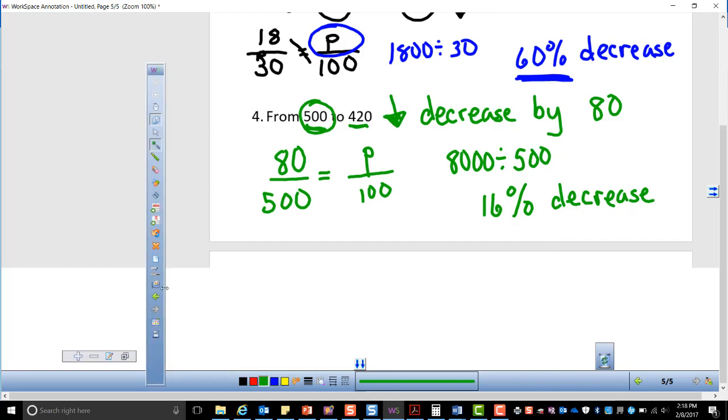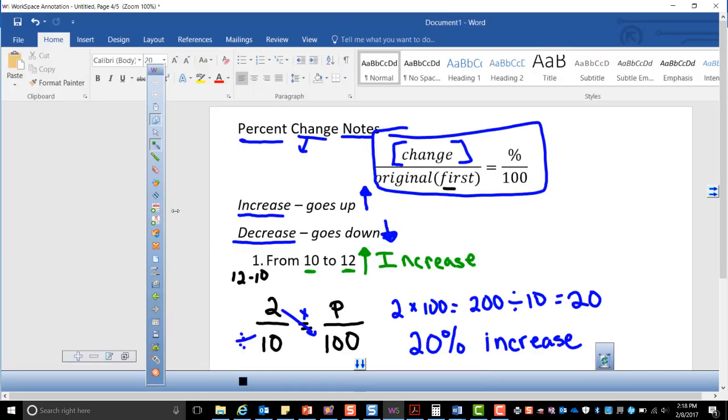So I'm going to go back for a minute. When we're finding percent change, another way to think about change is that it's the same as minus. You have to subtract the two numbers, and that goes here. So change is subtracting. So 12 minus 10 was 2. So you subtract to get your change.